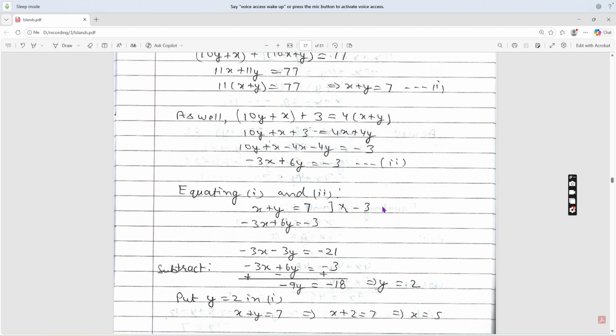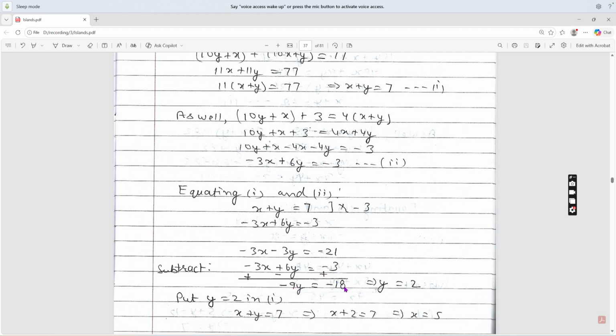Now the first equation is going to be multiplied by minus 3 in order to get the coefficient of x to be equal. What is the coefficient of x after multiplying by minus 3? Minus 3 and minus 3, which is the same. So when it is the same, we know we have to subtract. Now this minus becomes plus, this plus becomes minus, this minus becomes plus. So minus 3x plus 3x will be 0. Minus 3y minus 6y will be minus 9y. Minus 21 plus 3 is equal to minus 18.